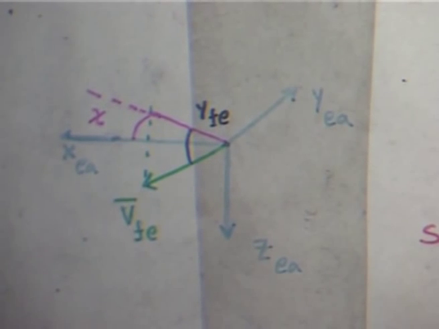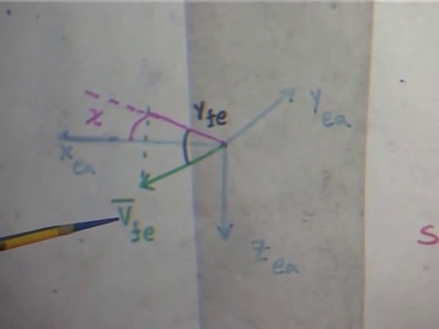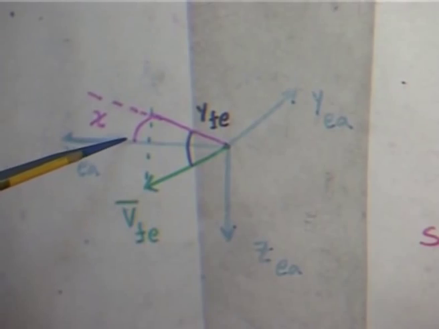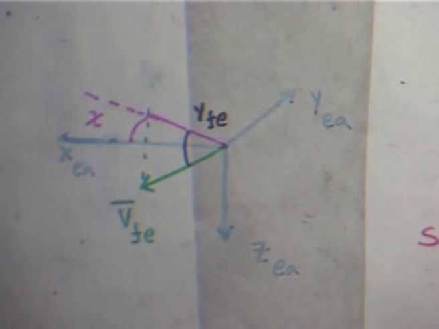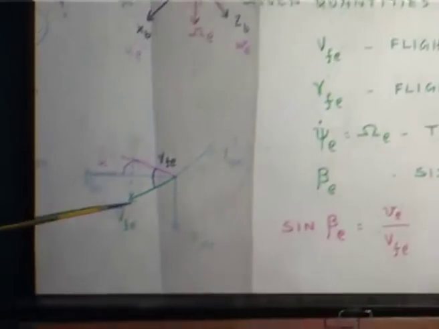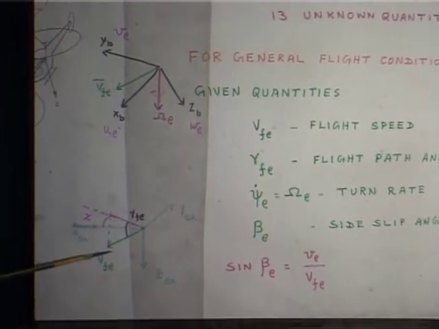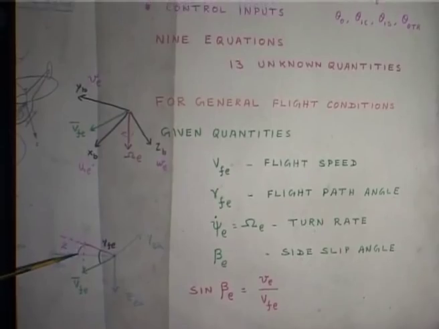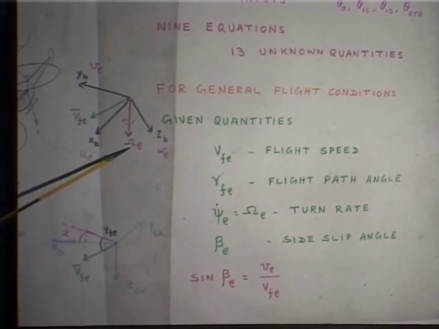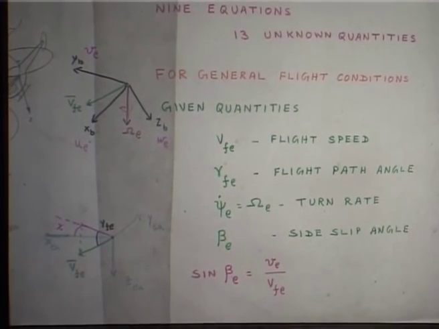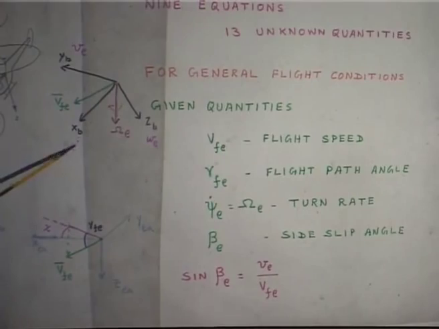Okay. Now, these are your quantities. I have the velocity of the vehicle. I do not know what chi is, but flight path angle I specify. Velocity I know. That means I know this and I know this, but I do not know this. But from here, I know omega e, that is the turn rate, but I do not know ue, ve, we, none of these quantities I know.